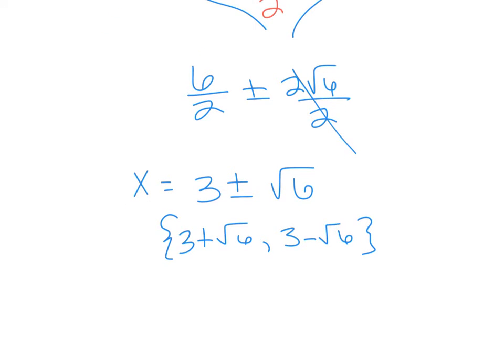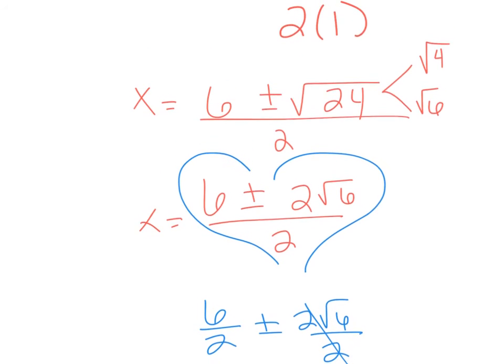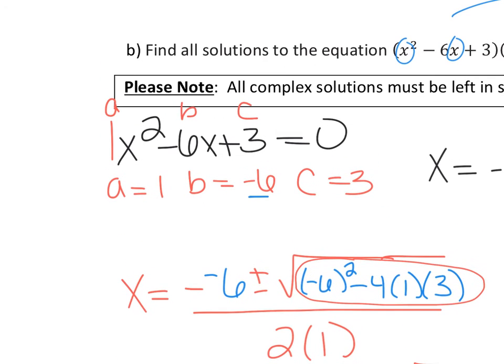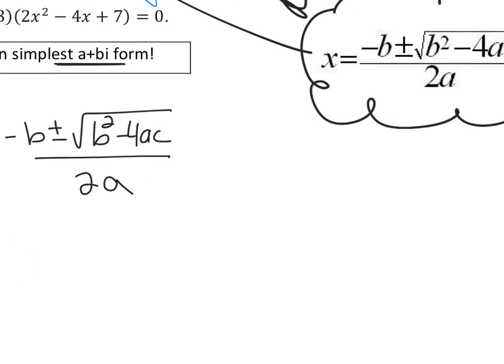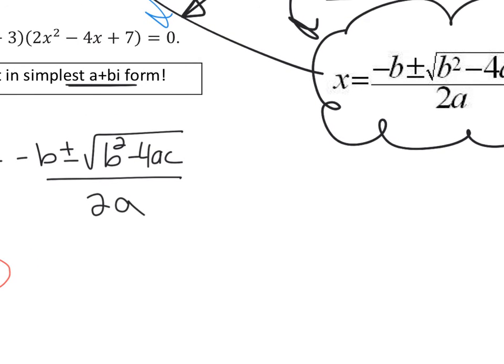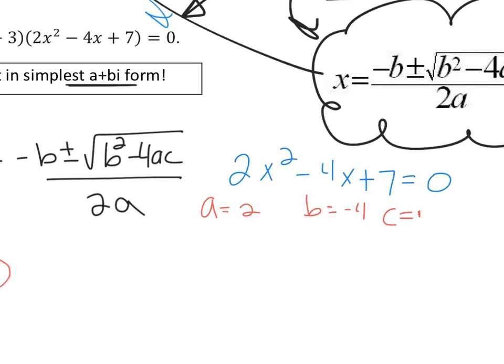Now also notice we have two answers here, and that makes a lot of sense because the highest exponent of our quadratic is 2, meaning 2 solutions. So that's really important to notice as well. Okay, so now I got to do the other side of my equation. It's going to be 2x squared minus 4x plus 7 equals 0. Okay, so I'm going to have a equal to 2, b equal to negative 4, and c equal to 7.